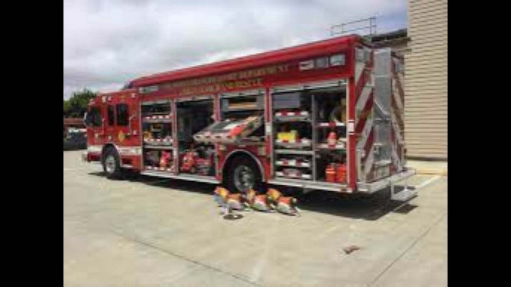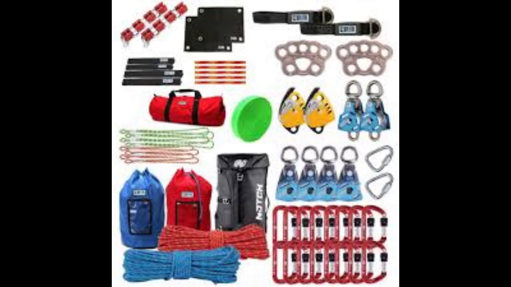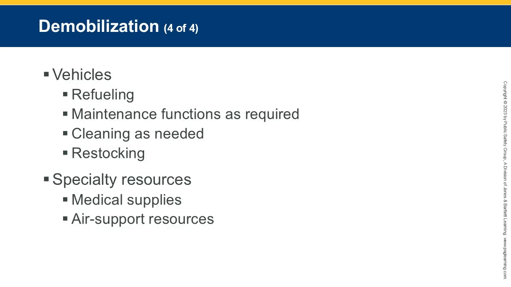Restocking. Replenish vehicle-mounted equipment, medical supplies, and consumables such as fuel, lubricants, or tools. Ensure that all specialty resources, including air support equipment, rescue sleds, or medical kits, are returned to their proper locations. Specialty resources. Verify that all critical items, such as medical supplies, air support resources, or rope rescue tools stored in vehicles, are complete, functional, and ready for immediate deployment. A well-maintained and properly stocked vehicle is more than transportation. It's a life-saving tool that must be treated with care.